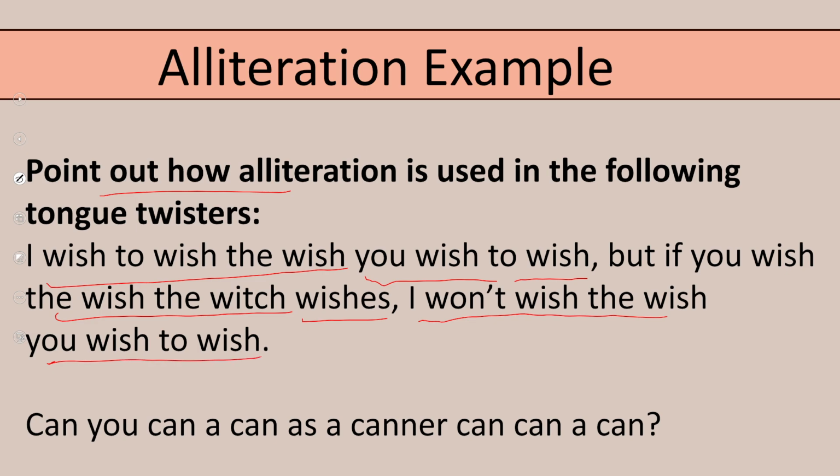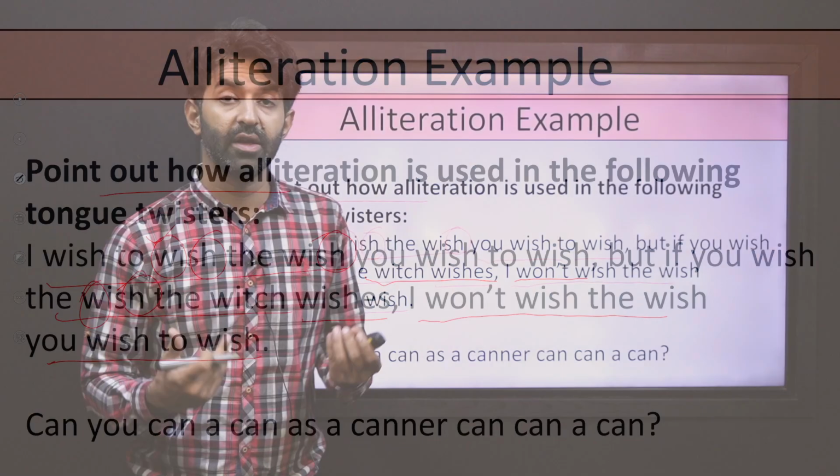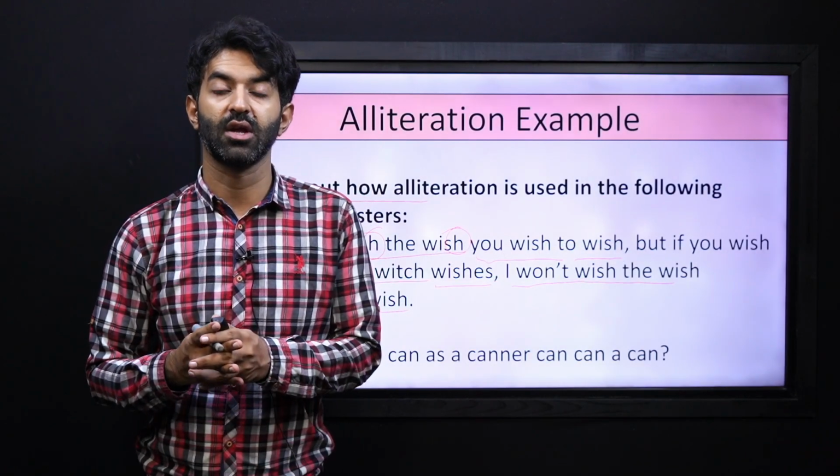Yes, the sh sound, the w sound, these are repeated all over this tongue twister. So the sh sound, which is a consonant sound, and the w sound, which is like another sound. So wish, if you take it independently, w and sh, these are repeated, and you can find an example of alliteration in this tongue twister.